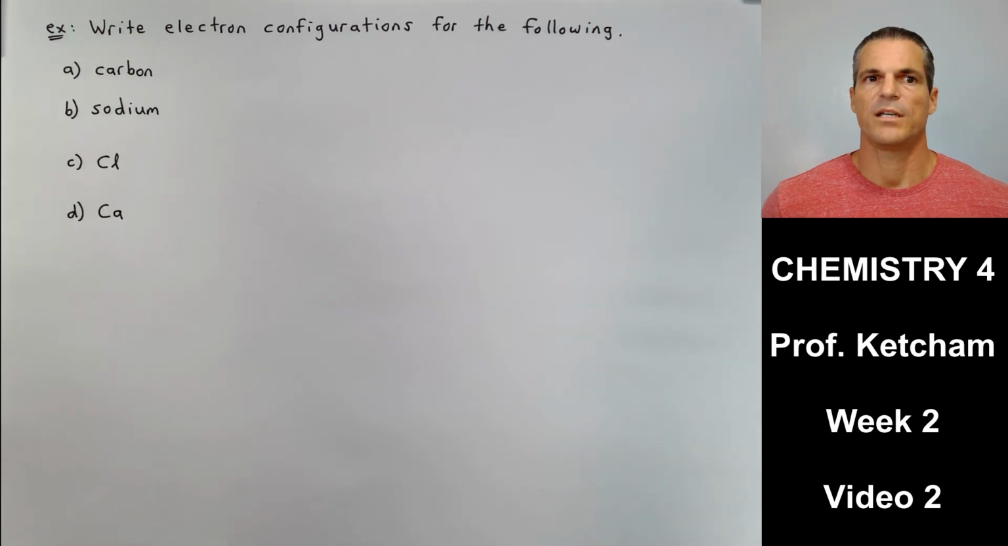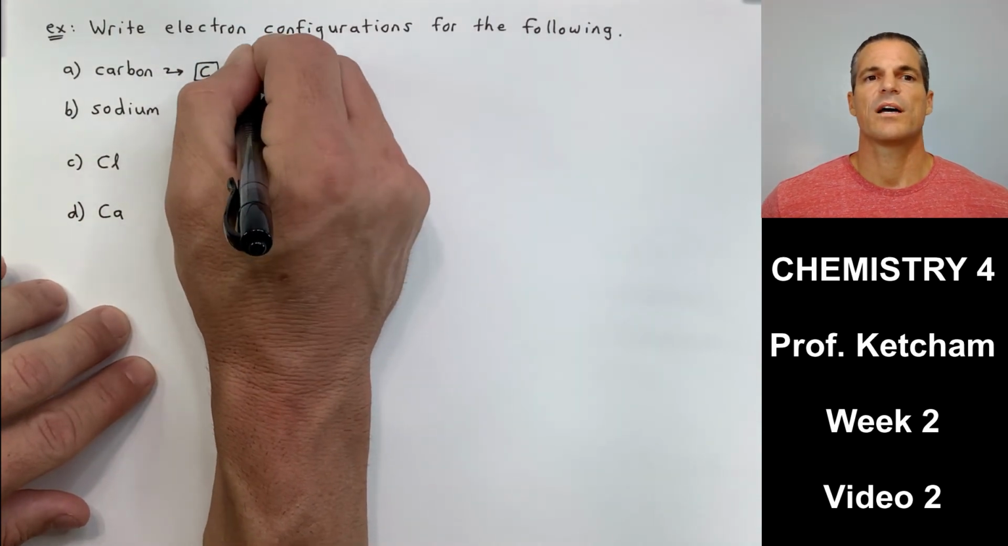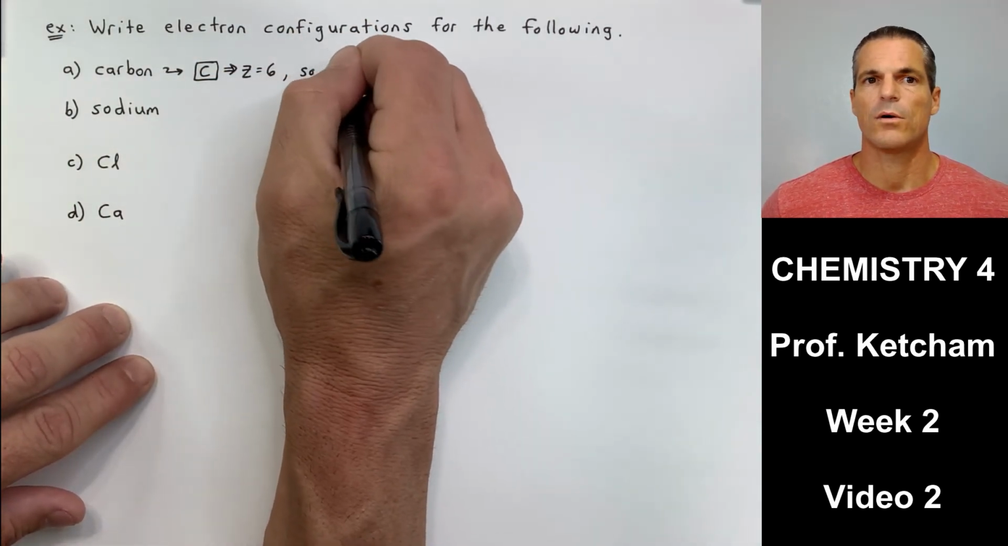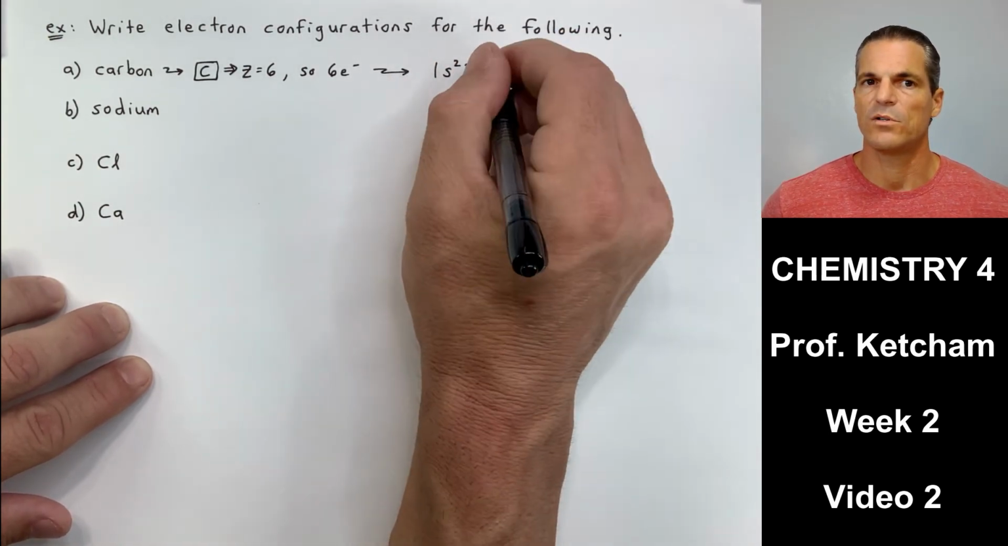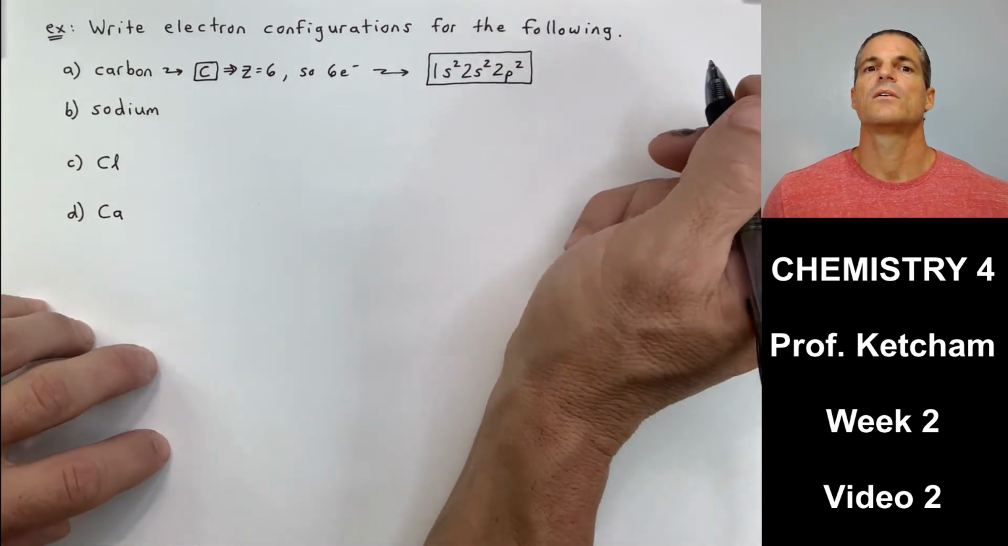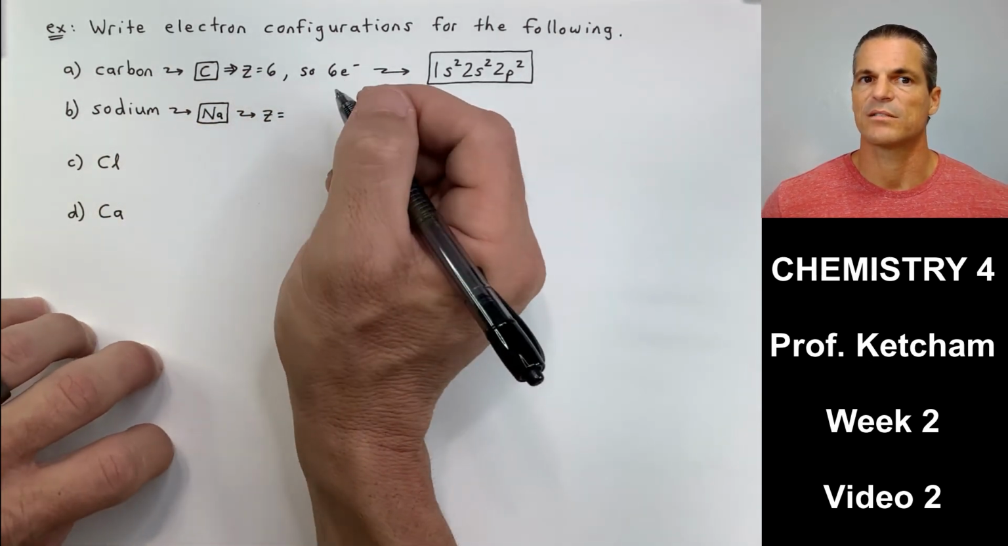So hopefully we know that carbon is atomic symbol C. We look up C and it's Z, or atomic number. Number of protons is 6. Atoms are neutral, so it's also got 6 electrons. 1s2, 2s2, 2p2. The exponents add up to 6.